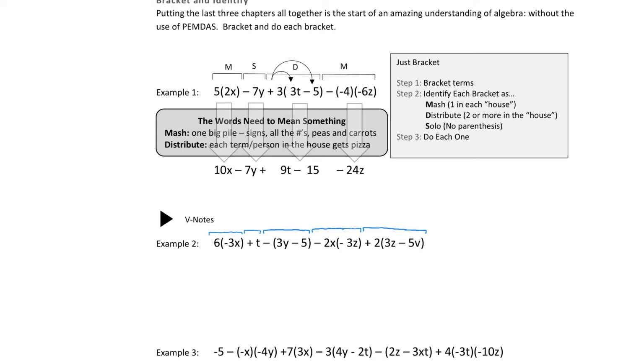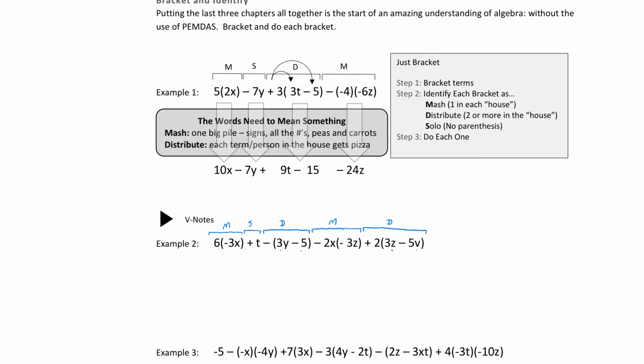First one, only one in the house. It's got to be a mash problem. Second one, no parentheses, clearly a solo artist. Third one, 2 in the house. Got to be a distribute. Fourth one, 1 in the house, so it is mash. And the fifth one, 2 in the house, definitely a distribute.